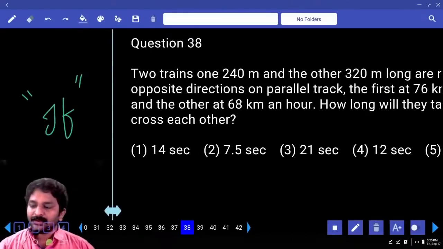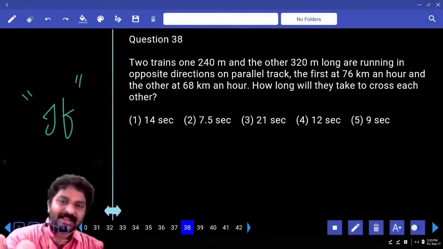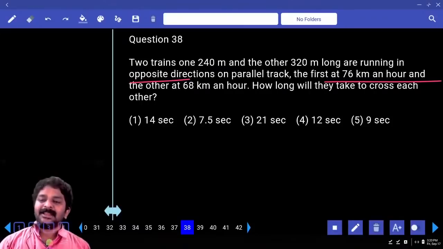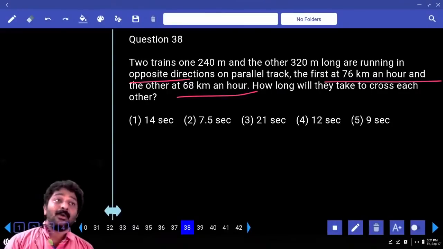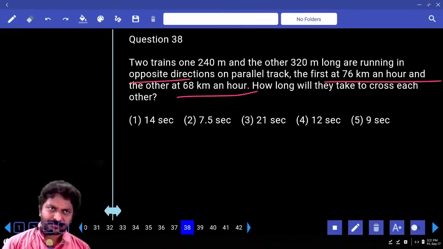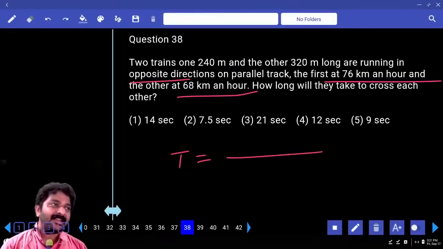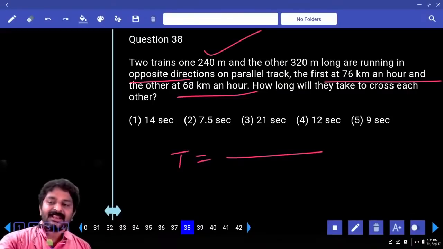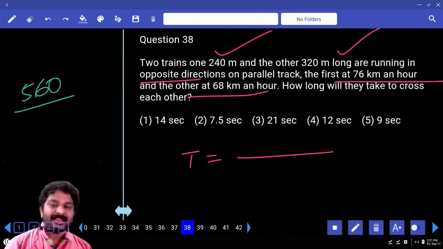Two trains, one 240 meters and the other 320 meters long, running in opposite direction. Opposite, be careful. The first at 76 km per hour and the other 68 km per hour. How long will they take to cross each other? How long, in the sense, what is it you are asked to calculate? Long refers to time. Time is distance divided by speed. If a train crosses another train, distance covered is train length 1 plus train length 2 only, which is equal to 560, divided by speed.